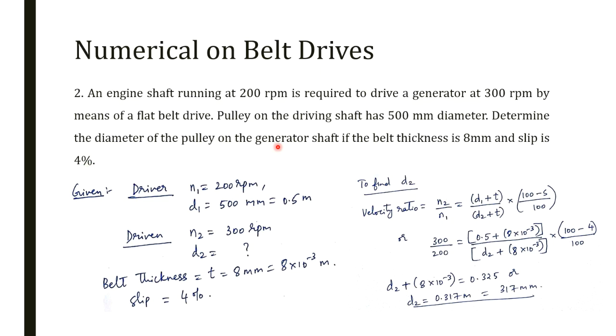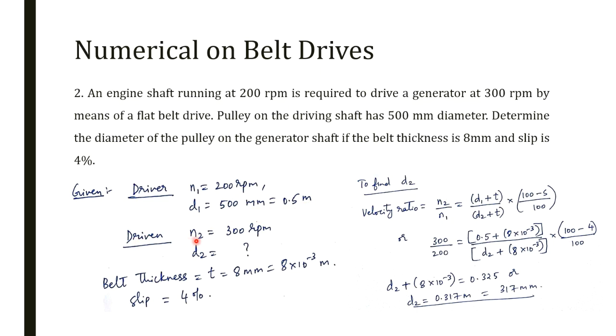pulley on the generator. So given, write down all the things which is given. Driver you have N1 200 rpm, D1 is 500 mm, convert into meter, 500 mm into meter, it is 0.5 meter.